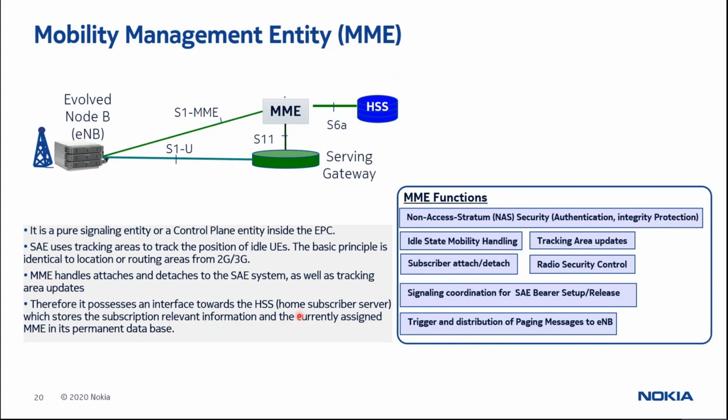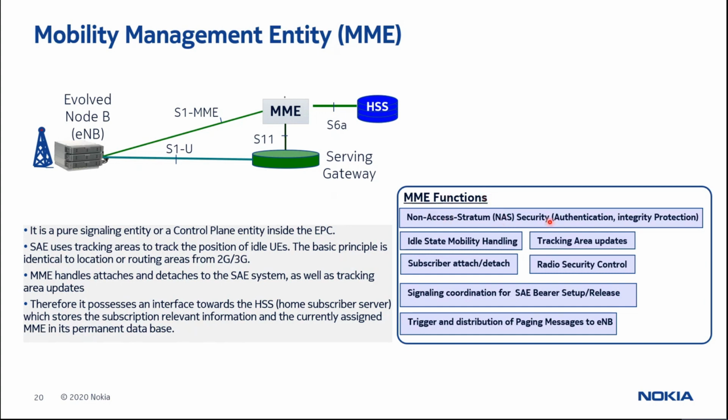As I said earlier, in case of 2G, 3G network, you have SGSN, which is responsible for retrieving the unique subscriber related information. The same way, MME also retrieves such subscriber or subscription relevant information from the HSS. And you can see that the interface between MME and HSS is called S6a. Okay. So what are the typical MME functions?